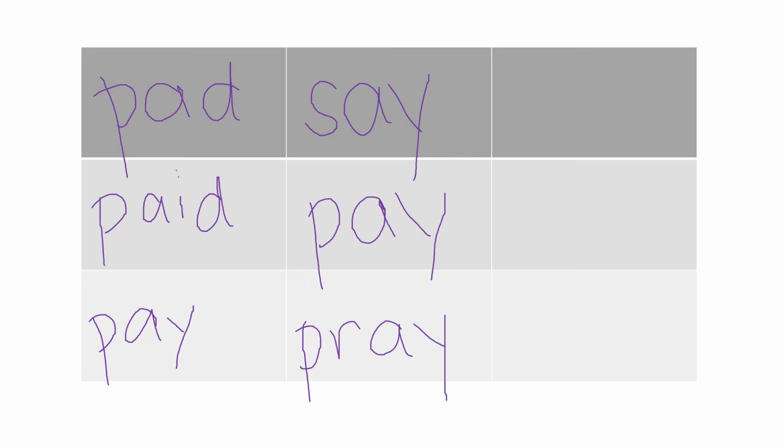Change pray to play. Play. So instead of pray, we have play. Change play to plain. Plain. Now there are two different ways to write the word plain.